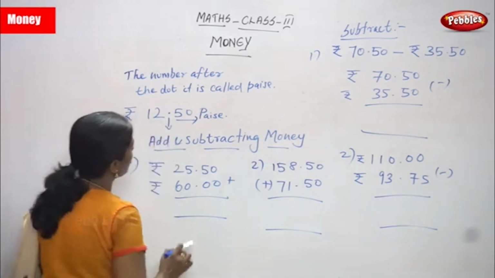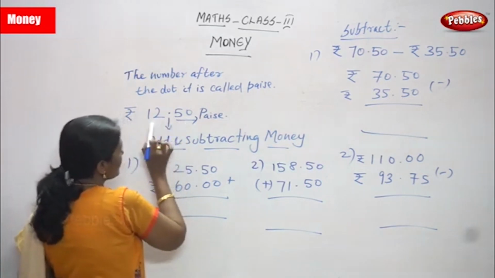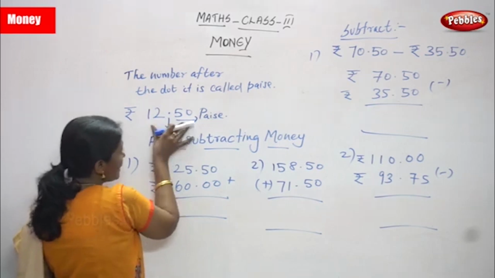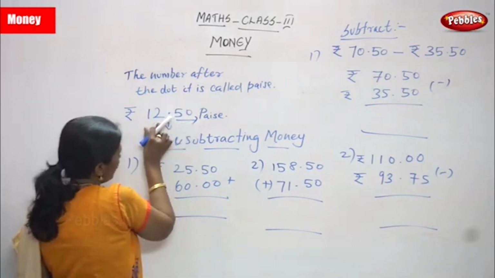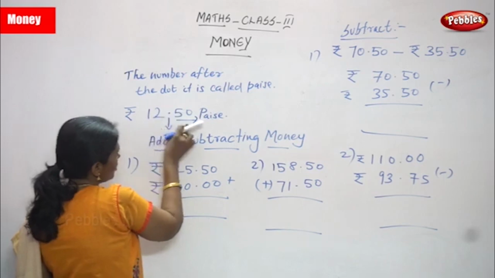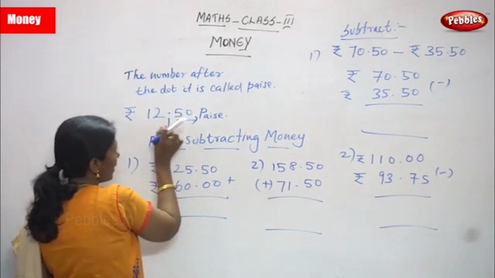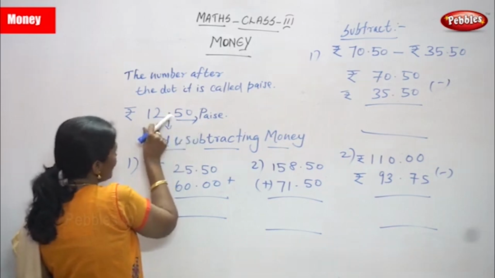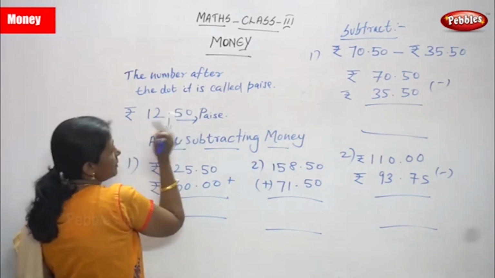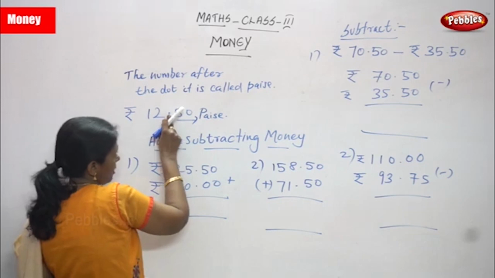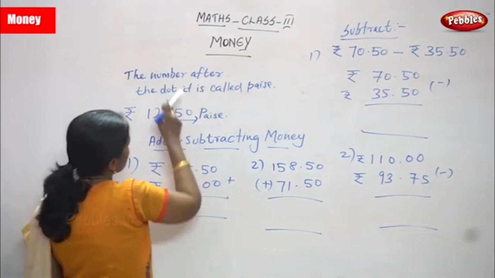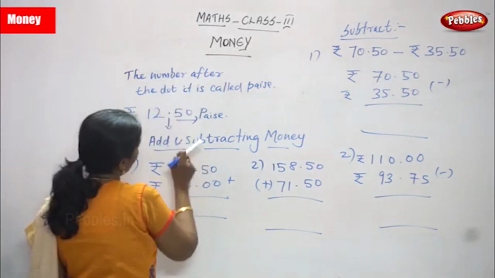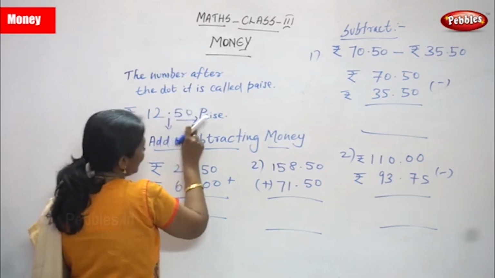This is a dot. This dot only segregates the two numbers. The first one is rupees. You have to write this dot in between the two numbers. The first number is rupees. This dot, or this point, separates the number after the dot, so after the dot we have to write this particular number.